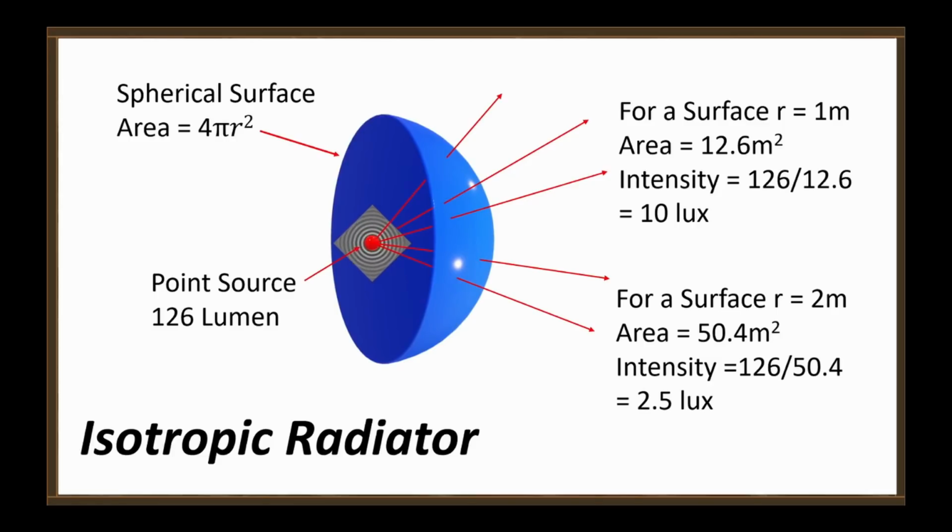or 10 lux. On the other hand, if we double the size of that surface, now we make the surface a radius of 2 meters, the area becomes 50.4 square meters, and the intensity of the light drops to 2.5 lux. This is the inverse square law. If we double the distance to the point source, we are doubling the radius of that spherical surface, and we are increasing the area of that surface by a factor of 4. So that's how the inverse square law actually works.